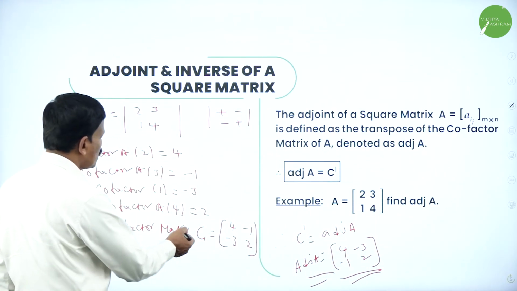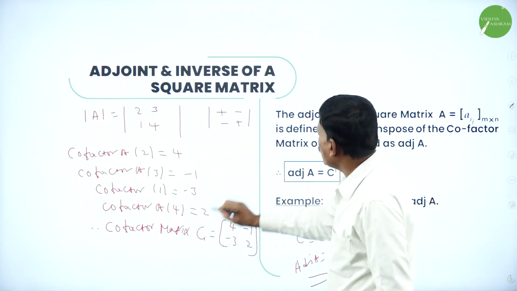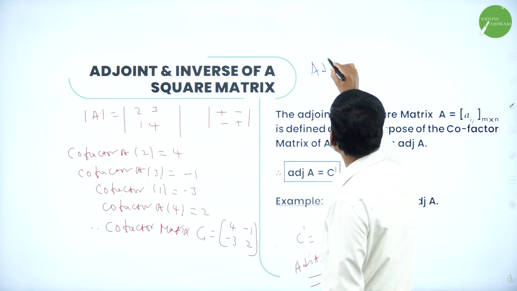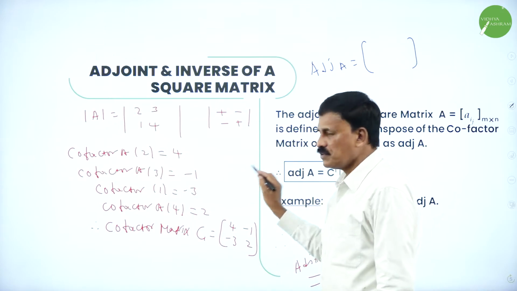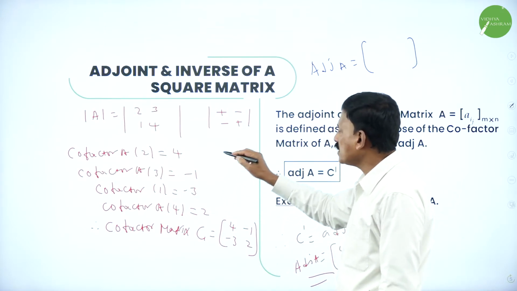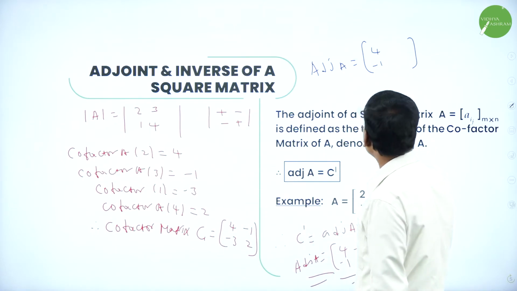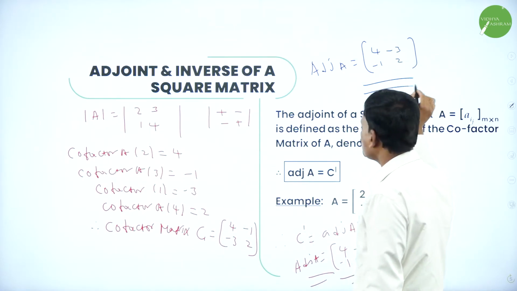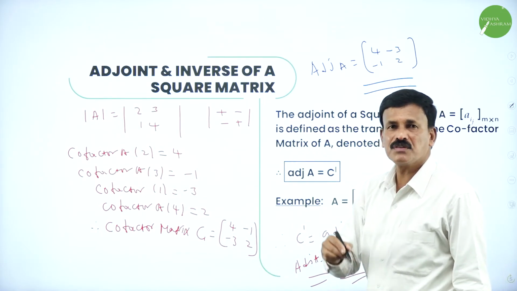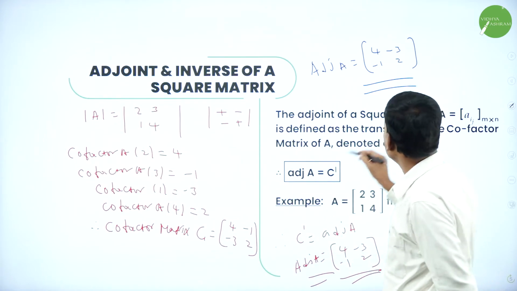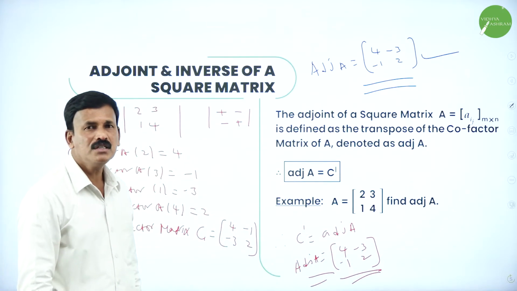Otherwise, straight away you can put it like this. Instead of writing the cofactor matrix, the adjoint of A is, instead of writing the first row and second row, straight away write it as the first column, 4 and minus 1, and the second column, minus 3 and 2. If you put the cofactor rows in the form of columns, straight away you will get the adjoint. This is how we are going to find the adjoint.